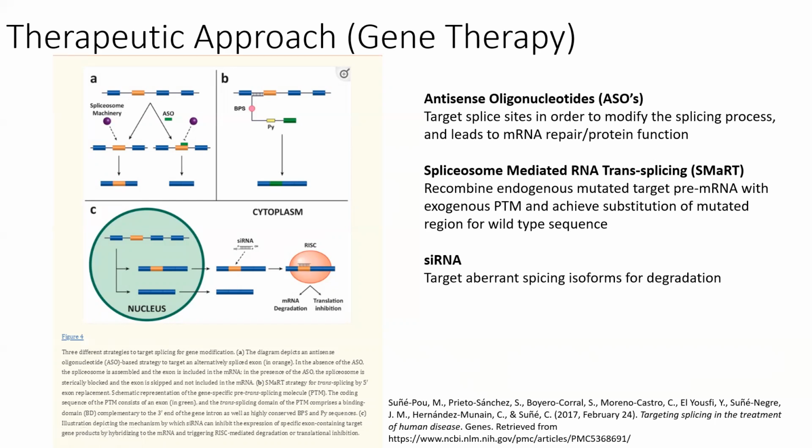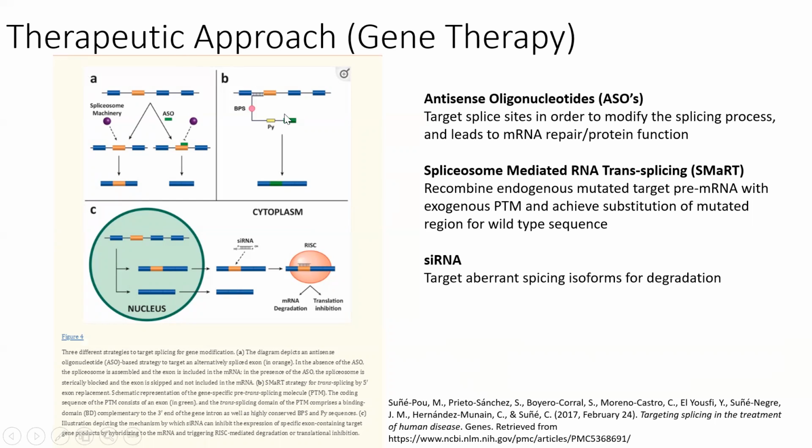basically showing that it's sterically blocking motifs in the pre-mRNA without promoting degradation, while at the same time shifting the splicing outcome. Now, the next gene therapy technique is the spliceosome mediated RNA trans-splicing, also known as SMaRT. And it basically utilizes the spliceosome, target mRNA, and pre-trans-splicing molecules, which are known as PTM. And it's shown in part B.